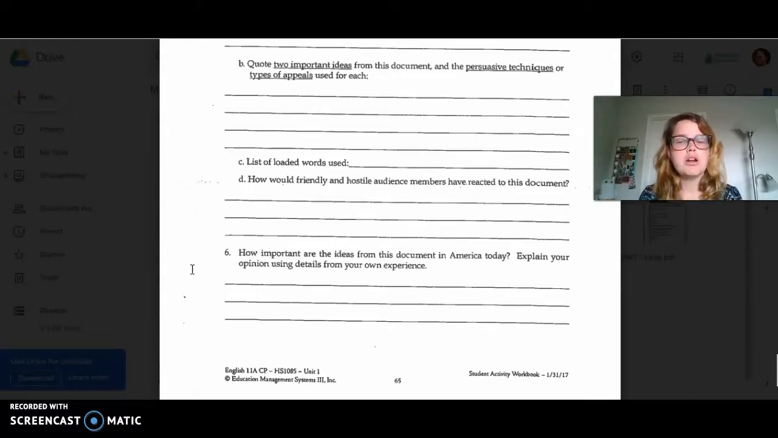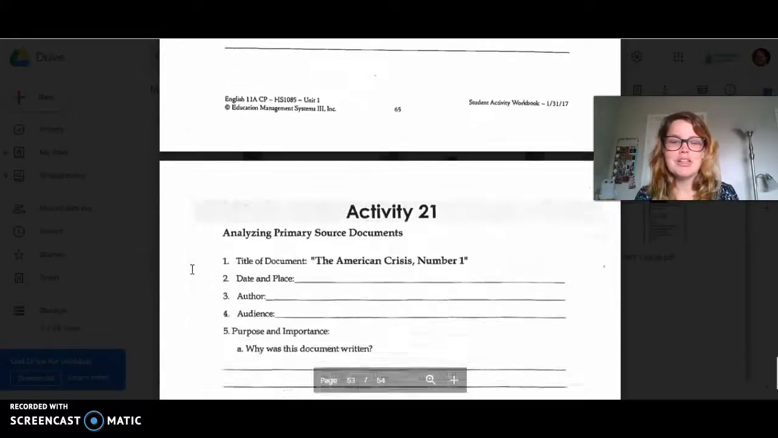How important are the details from this document in America today? Explain your opinion using details from your own experience. So this one you have to relate back to today. Are we independent? Is that important to us? Do we celebrate the 4th of July every year? Think about those things, right? So that's the first document.